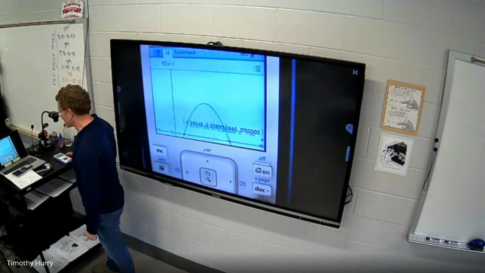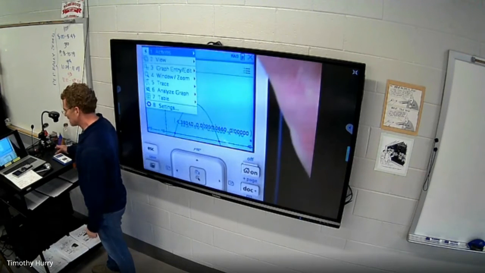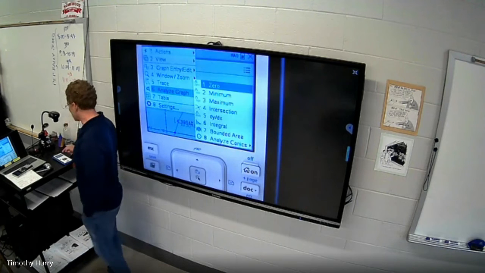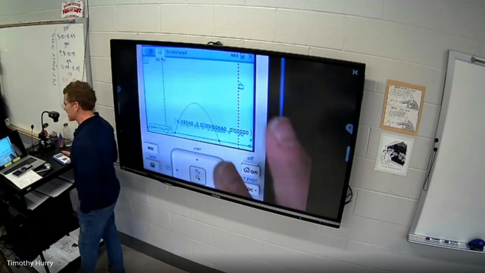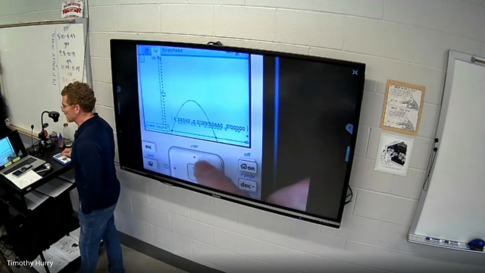Everything goes through that menu almost. So I'm going to hit menu, then analyze the graph, and there are my zeros again. I'm going to hit 1. But I think it's a little easier here because I have that little cursor. I'm going to scroll over here and click to the left, come back, click to the right, and there's my 4.393 or whatever that was.